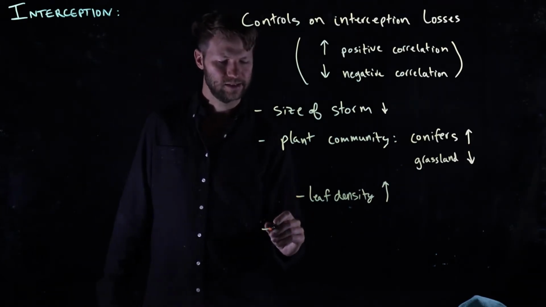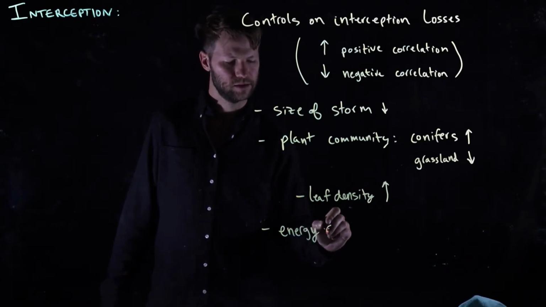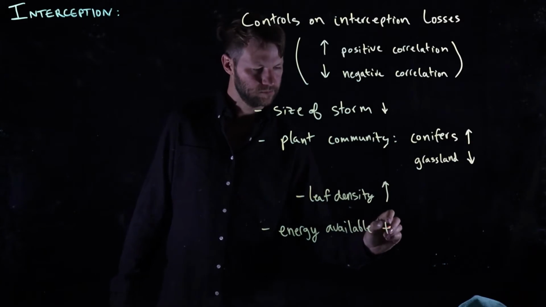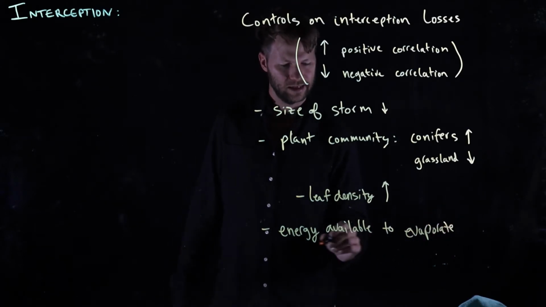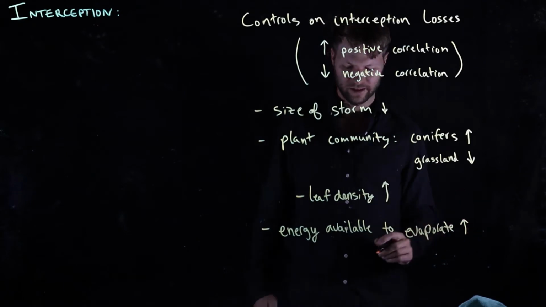One other thing to consider is the amount of energy available to evaporate. So how warm is it, for example, when it's raining? And if there's more energy available to evaporate, then we will tend to have greater interception losses.